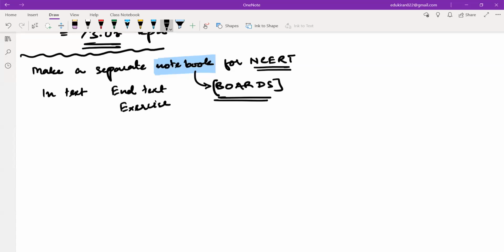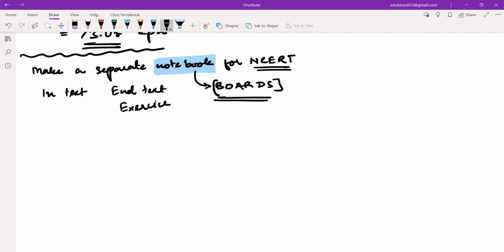I hope if your teacher is sensible, he will agree, because it will be useful later in boards if you have all the NCERT questions in one place, where there are no notes, only questions and answers. Then it will be easier for you to refer to it, right? Can you do that, all of you? Yes, sir. You can convince your chemistry teacher at school, yes or no? Yes, sir. Okay, tell sir that you made a separate notebook.